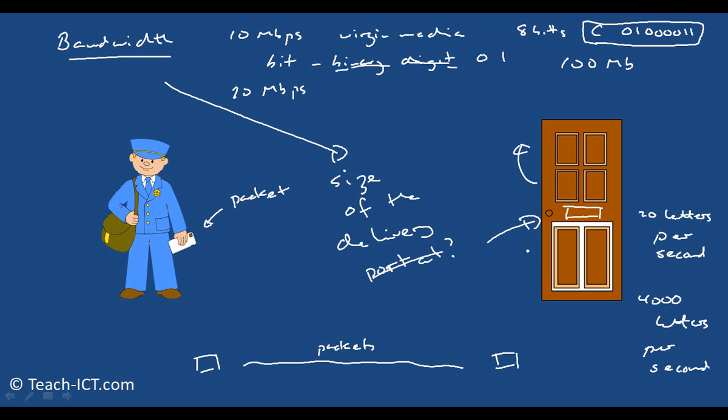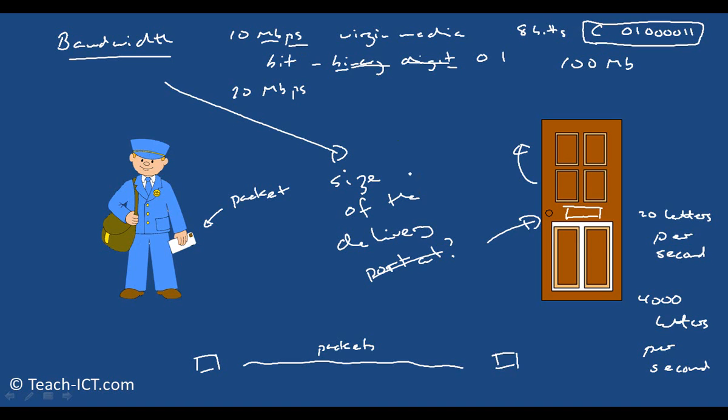Bandwidth is nothing more than the amount of data that can be pushed down this line from point A to point B every single second. Hence, we have megabits per second. And that's the concept of bandwidth. I think I did quite a good job of that, actually. I'm quite proud of that one. Hopefully it makes sense to you.